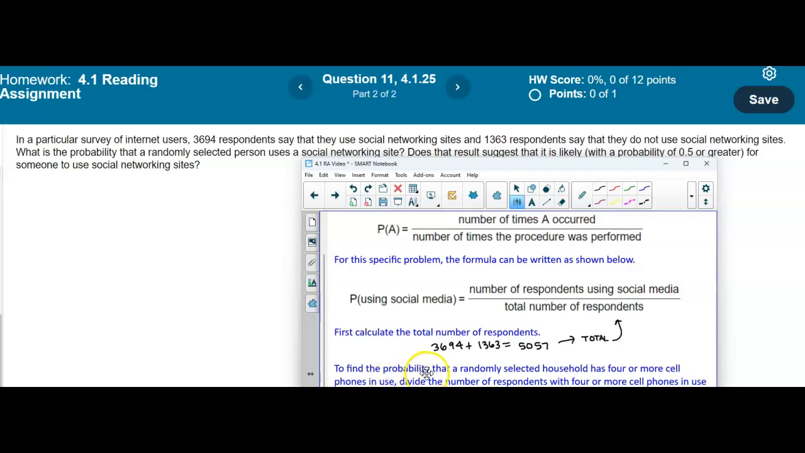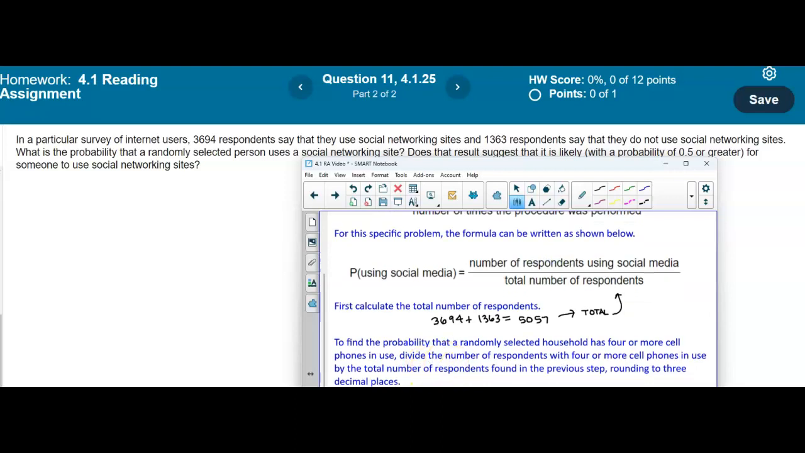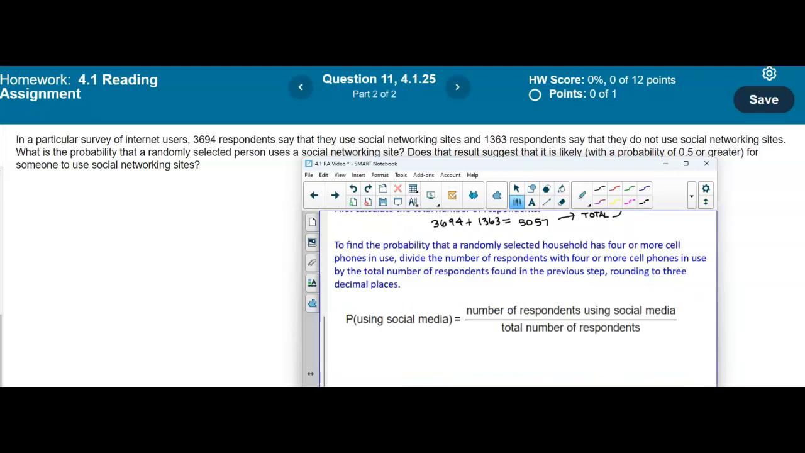Okay. So what we want to be able to do is find the probability that a randomly selected person uses social media. We're going to divide the number of respondents using social media by the total number of respondents found in the previous step, rounding to 3 decimal places. So we have the number of respondents using social media. Well, we know that number is 3,694, and then we're going to divide that by the total number of 5,057.